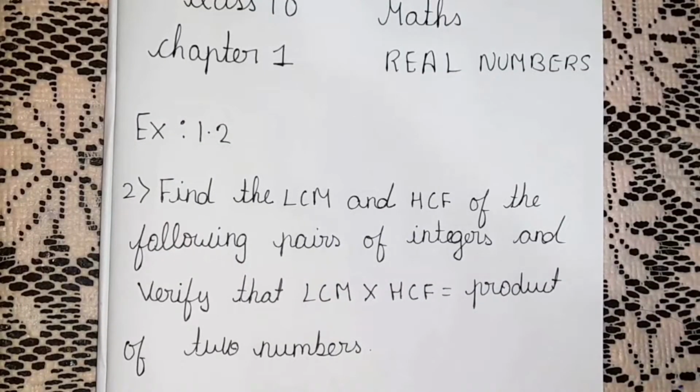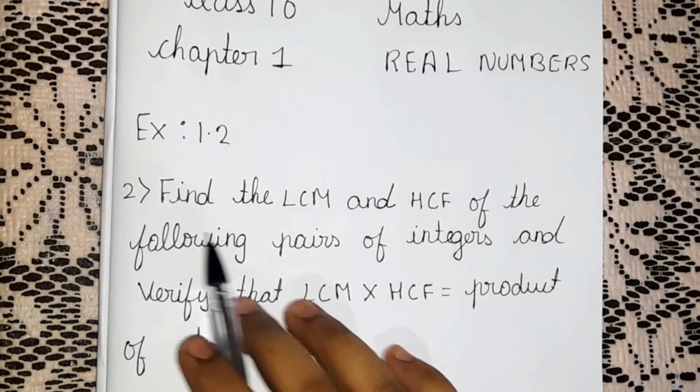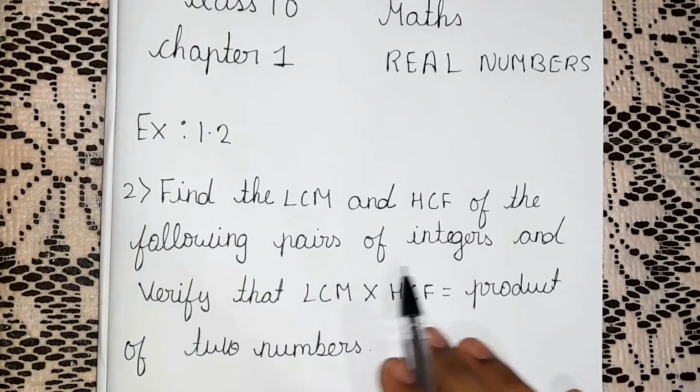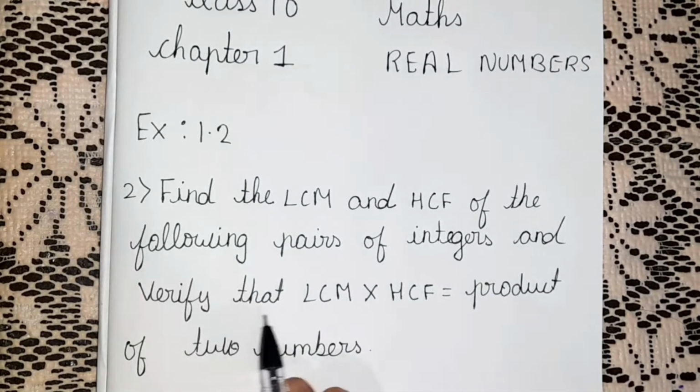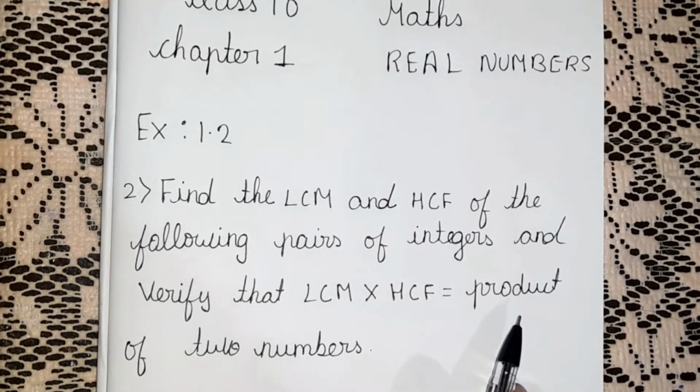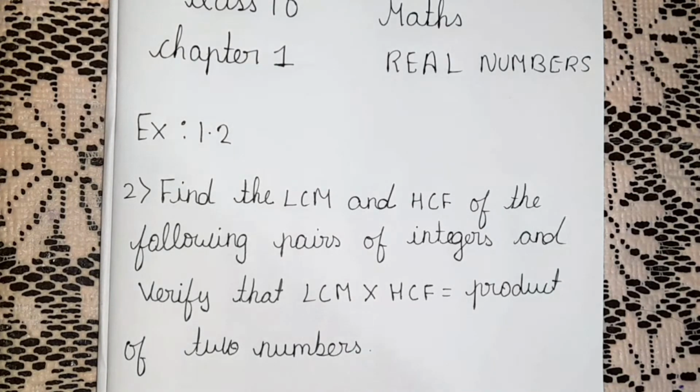Okay guys, now let's read the question. The question is, find the LCM and HCF of the following pairs of integers and verify that LCM into HCF is equal to product of two numbers. So this is the second question. In this second question, we are going to be solving the first subdivision, that is 26 and 91.